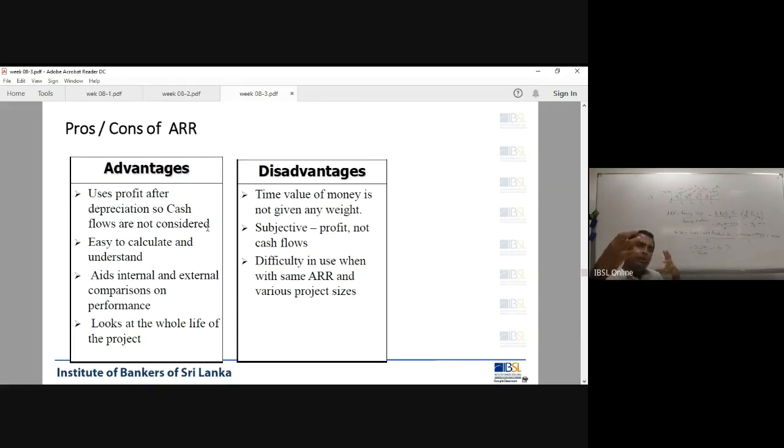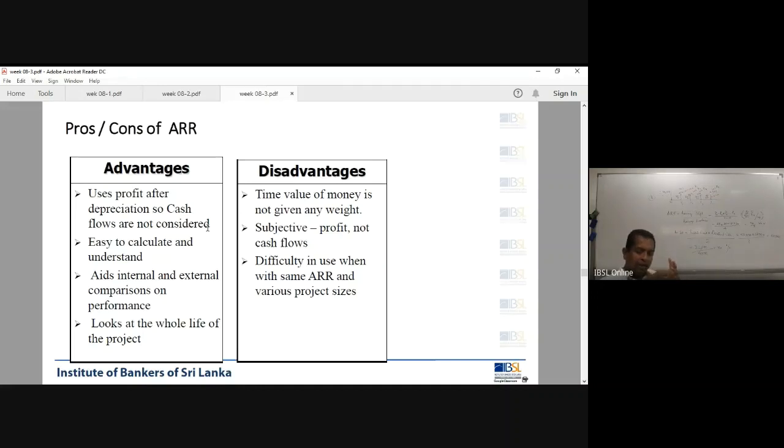And again, we are using profits, so it is very subjective. Because depreciation is a subjective thing. Different companies can use different methods for depreciation. And again, depreciation is not an expense. It is a provision. So it is subjective. Difficult in use when the same ARR and various project size. Whenever you get a same ARR between two projects, we don't have a way out.